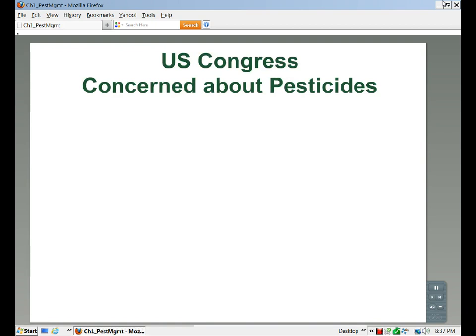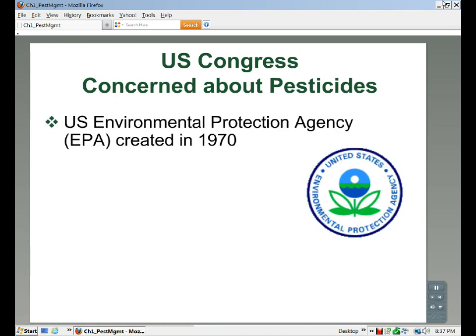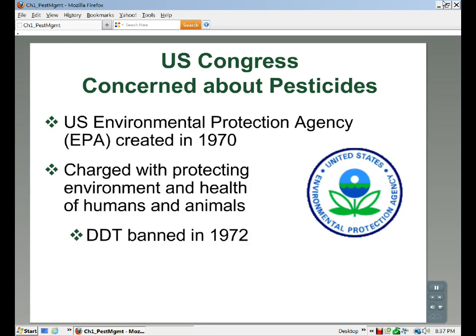Because of the concerns about environmental impacts, the United States Congress created the U.S. Environmental Protection Agency, or EPA, in 1970. The EPA was given the responsibility to protect the environment and humans from negative impacts associated with pesticide use. One of the first actions taken by EPA was to ban the use of DDT and several related compounds.